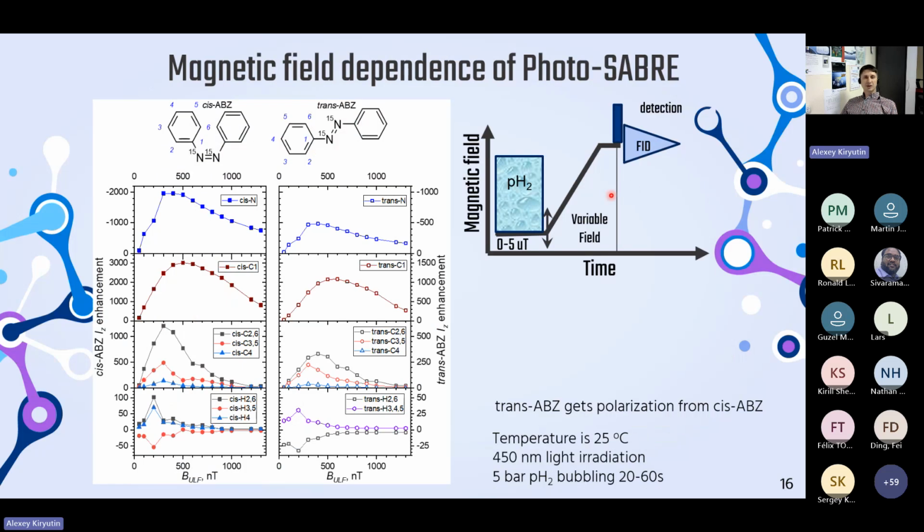To measure the magnetic field dependence of polarization transfer, we conducted a series of experiments in which the field inside the magnetic shield was varied. We found optimal magnetic fields for different types of nuclei, but most importantly, we confirmed that the field dependence profiles for cis and trans azobenzene are identical, differing only in amplitude. I won't go into details about the field dependence here, but I want to mention that for 15N nuclei, the optimal magnetic field is around half a microtesla.